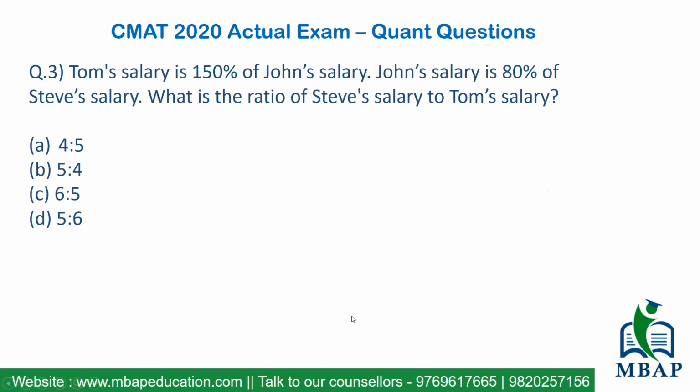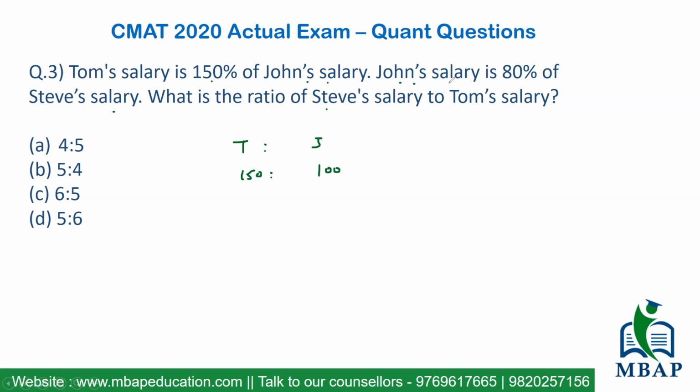Moving ahead, let's have a look at the next question. This is a CMAT 2020 question. It says, Tom's salary is 150% of John's salary. John's salary is 80% of Steve's salary. What is the ratio of Steve's salary to Tom's salary? Okay, let's start with Tom and John's. Tom's salary is 150% of John's salary. If you assume John's salary to be 100, then Tom's salary will become 150.